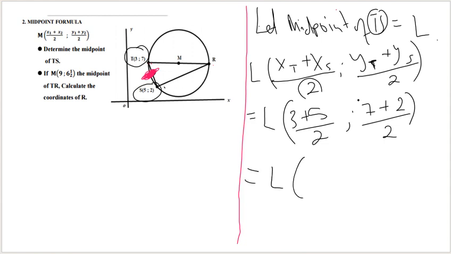What is 3 plus 5? 3 plus 5 is the same as 8. 8 divided by 2 is 4. 7 plus 2, that's 9. So here I have 9 over 2. These are my points. But 9 over 2 is 4.5. So this is equal to 4 comma 4.5.